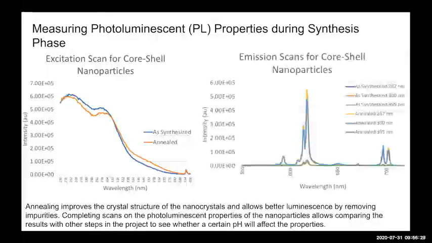The reason I'm comparing the as synthesized particles and annealed ones is because annealing can remove the impurities from the crystal structure. So it can improve the photoluminescent properties, as you can see on the emission scans. Completing these scans is important because they can be used as a reference in future studies or different pH studies later in this project.